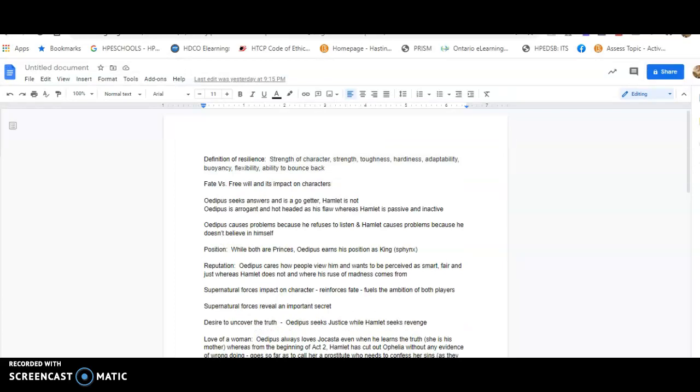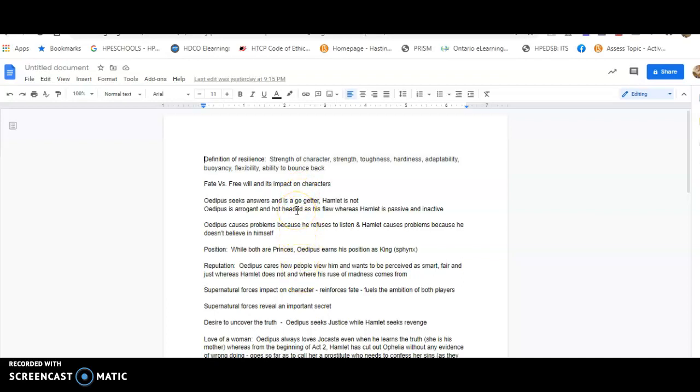And so what I did was I started thinking about the comparisons between these characters, and I started to write down a number of ideas. So I needed to write down the definition of resilience. I had copied and pasted that from Unit 1, Activity 1. Another concept was the free will versus fate that we evaluated in discussions, as well as in the worksheets when we were reading through the plays. These were some of the comparisons that I noted.